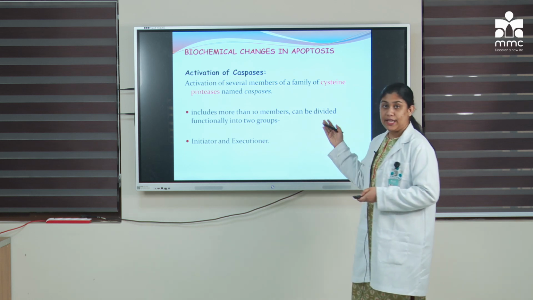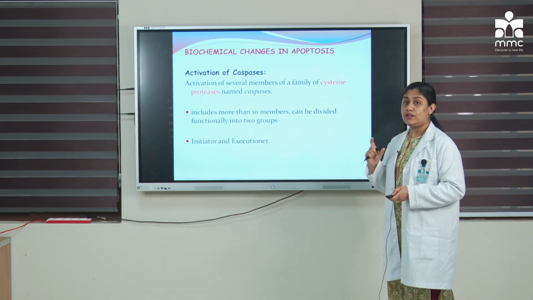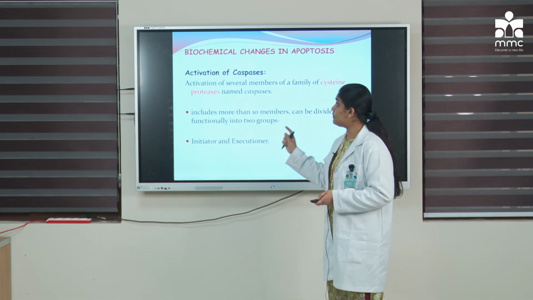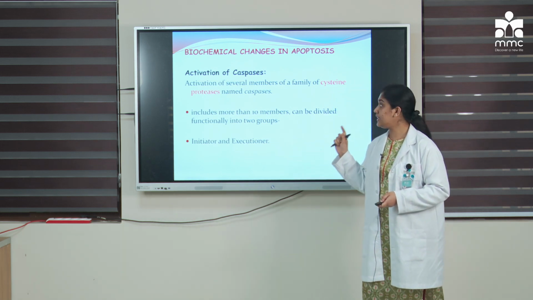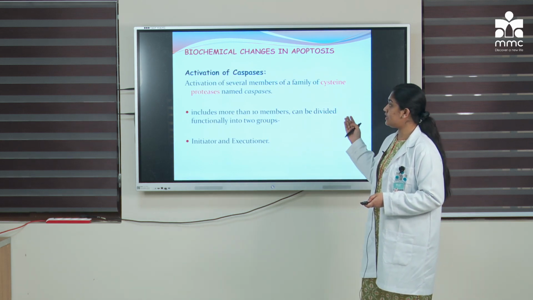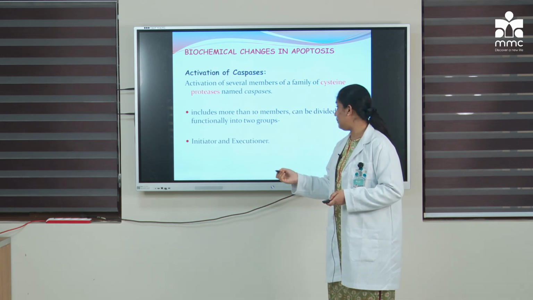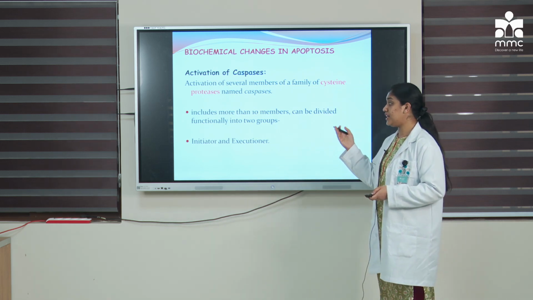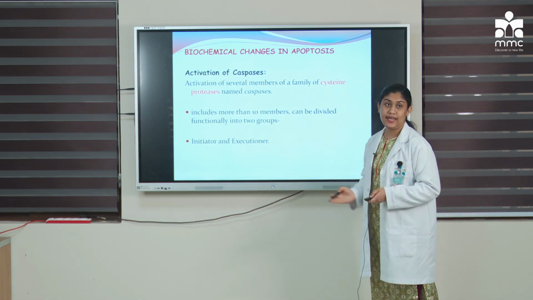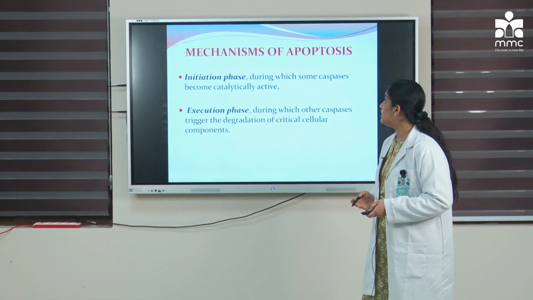So what are the biochemical changes in apoptosis? The main players that come into action during apoptosis are the caspases. Caspases are nothing but cysteine proteases. They include more than 10 members, which can be divided functionally into initiator caspases and executor caspases.